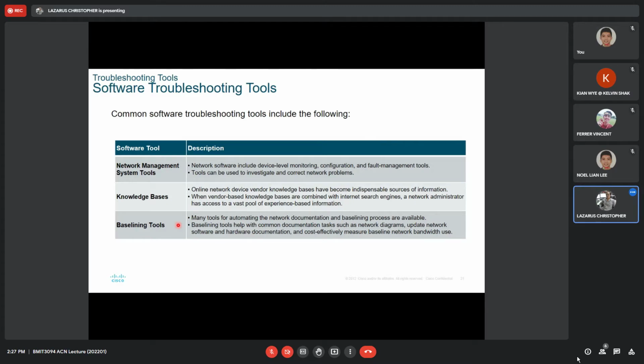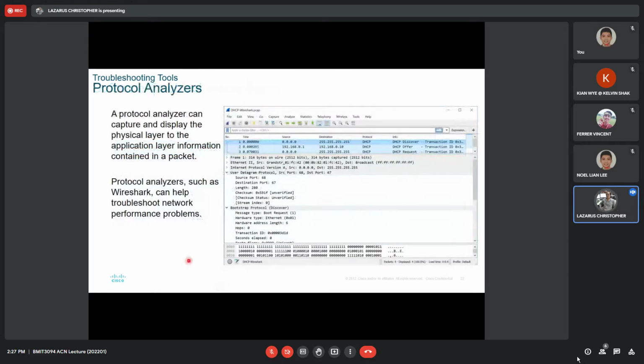So this may be a network diagram, network software, hardware, cost-effective baseline network bandwidth use, right? So maybe software, maybe hardware, something that can help you to determine what your baseline is. Protocol analyzers are one of the software tools that you can use. This one is Wireshark.